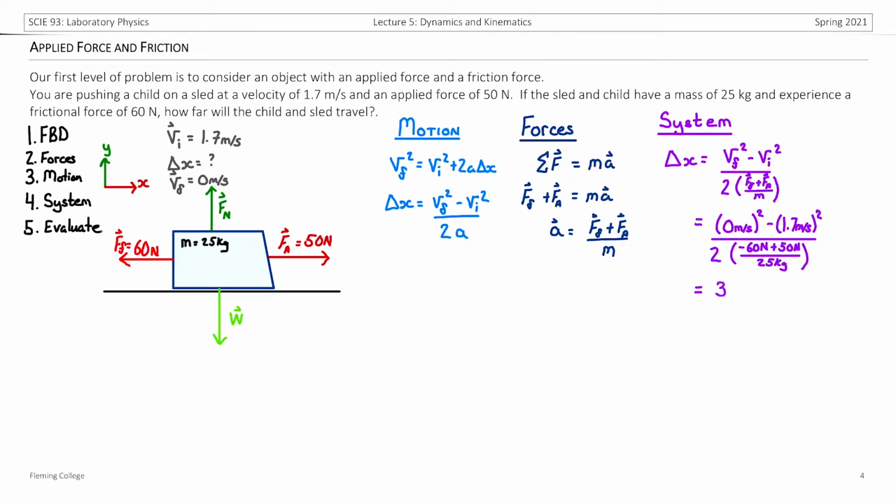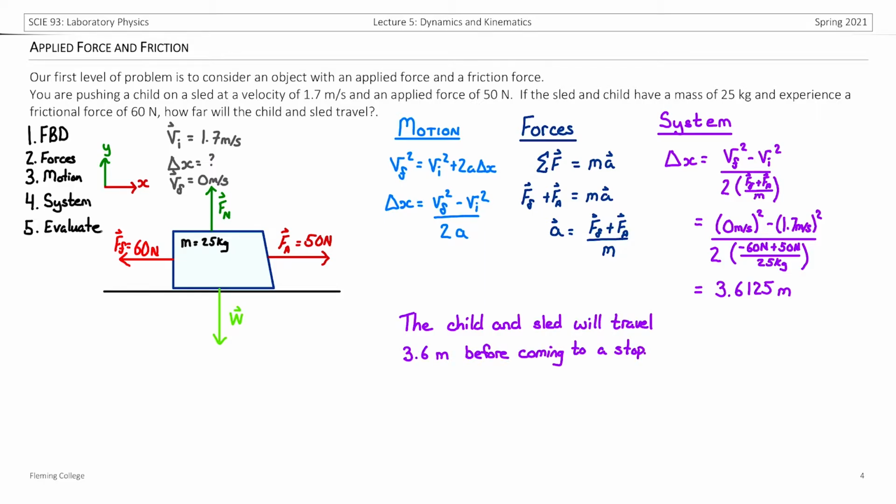And substituting and calculating all in one step, we should get a numerical result of 3.6125. And our units are meters. And the child will travel approximately 3.6 meters before coming to a stop.